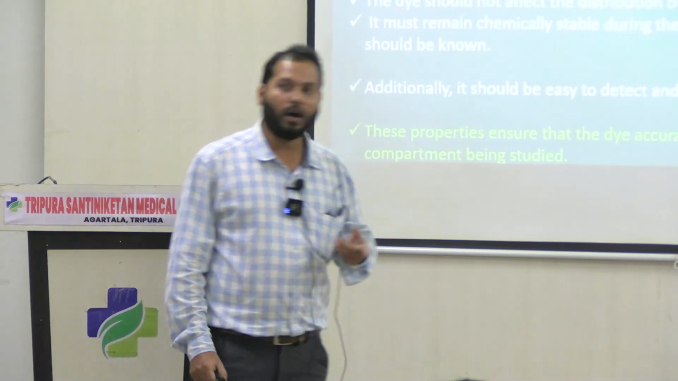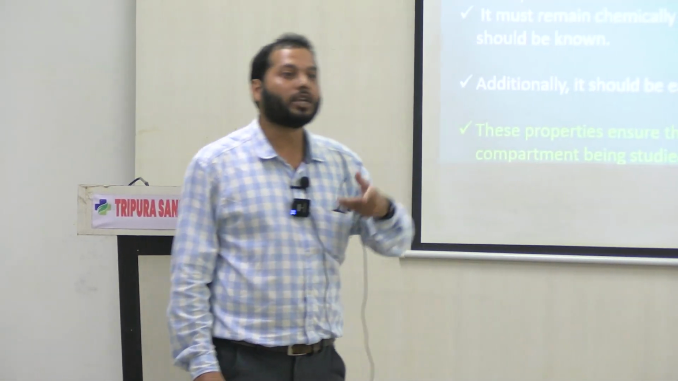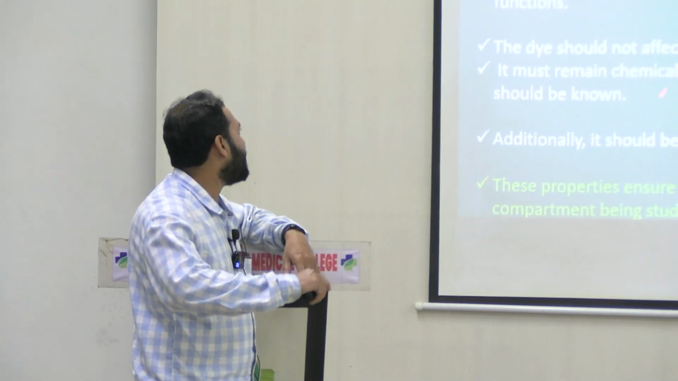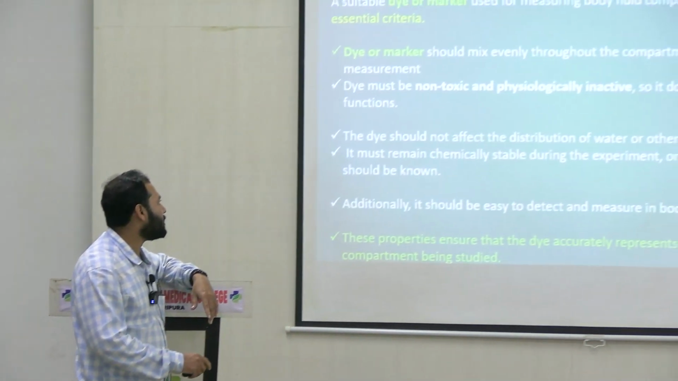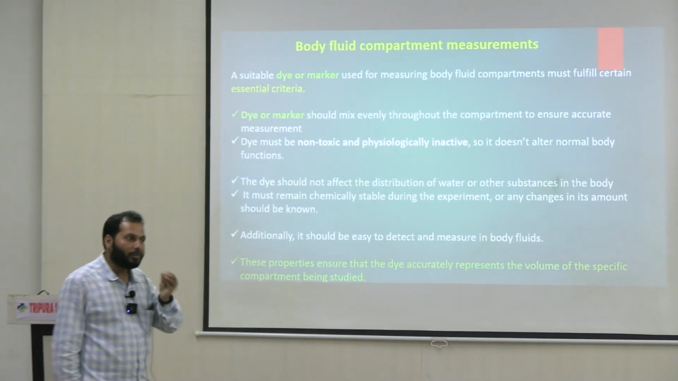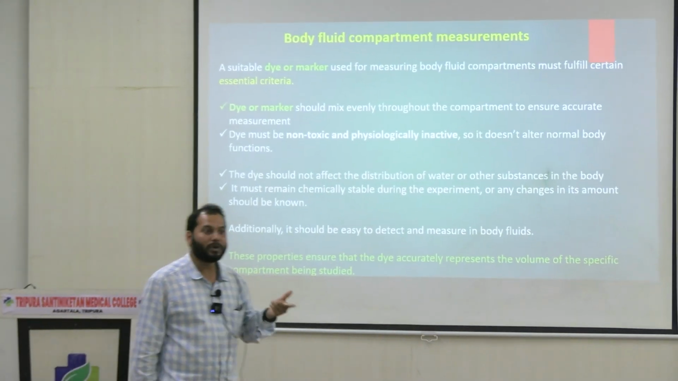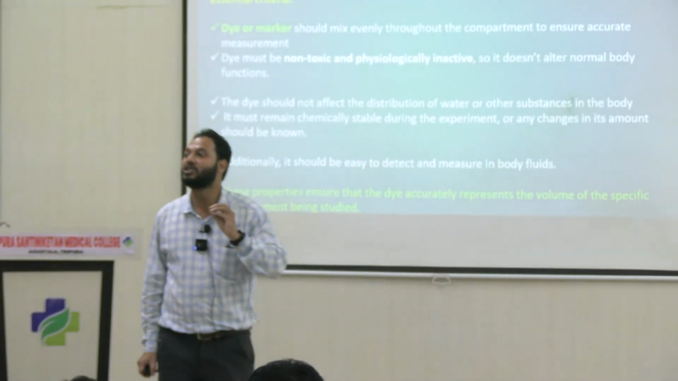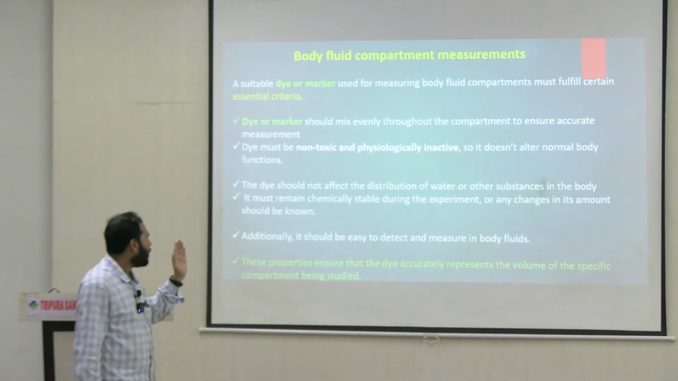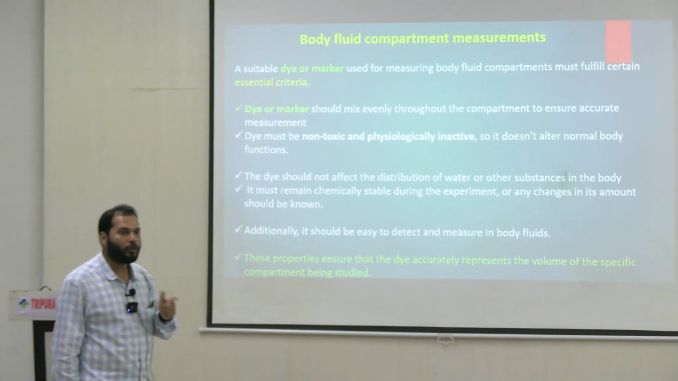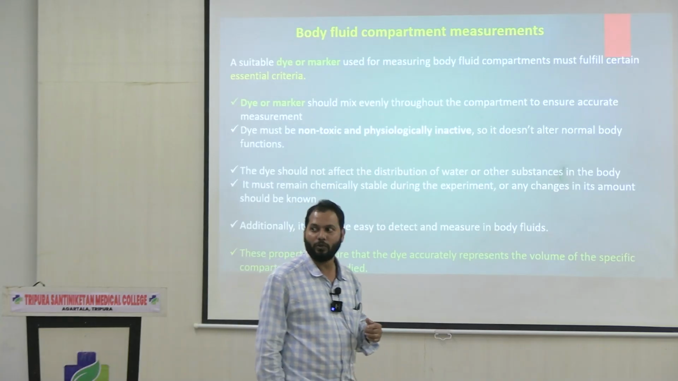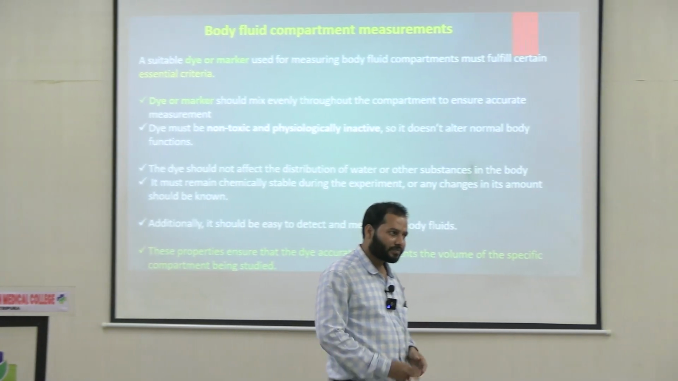So we have to take some precautionary measures before using that dye. It must remain chemically stable during the experiment, or any changes in its amount should be known. What amount of dye we are using for that particular experiment, we have to measure before using, right? So these are some important criteria that we should follow whenever we are using a dye for the measurement of body fluid compartments, right?